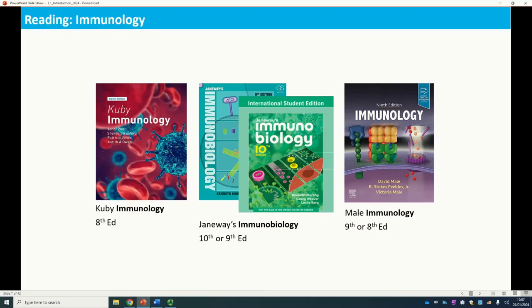So in terms of the reading list, we'll put the page numbers for each of them. The Kuby Immunology is available in a digital copy in the library. The Janeway one is only a few copies of this, actual physical copies.